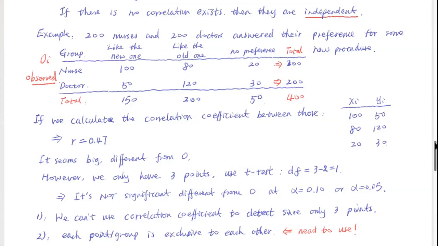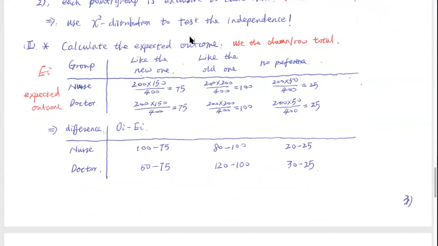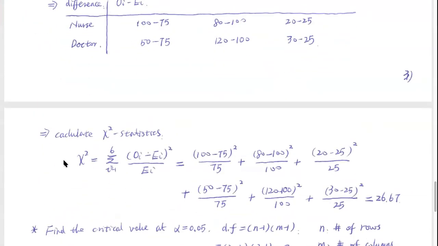So that's where we want to use the chi-square distribution to do the test. The same formula we used earlier applies: the chi-square equals the summation, the same formula. The only difference here is that the number of cases is one more. You can understand it that way.